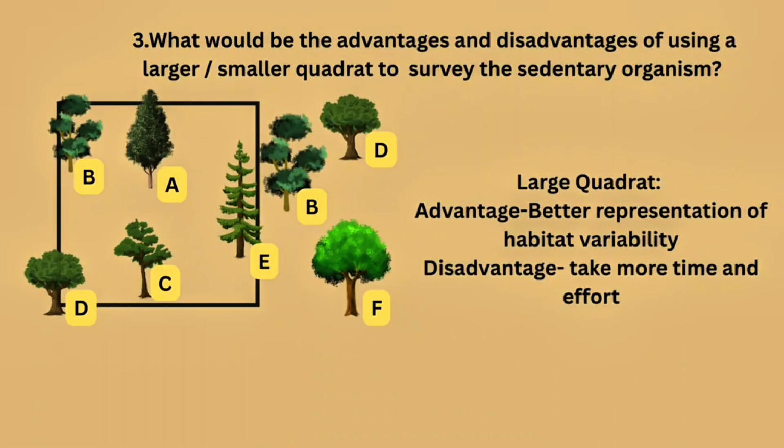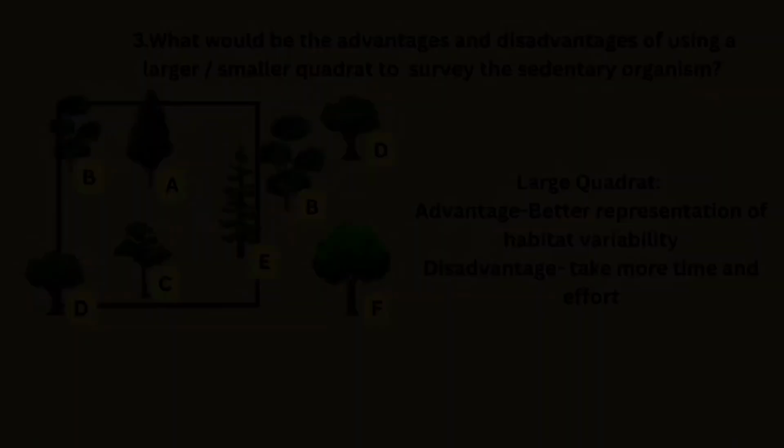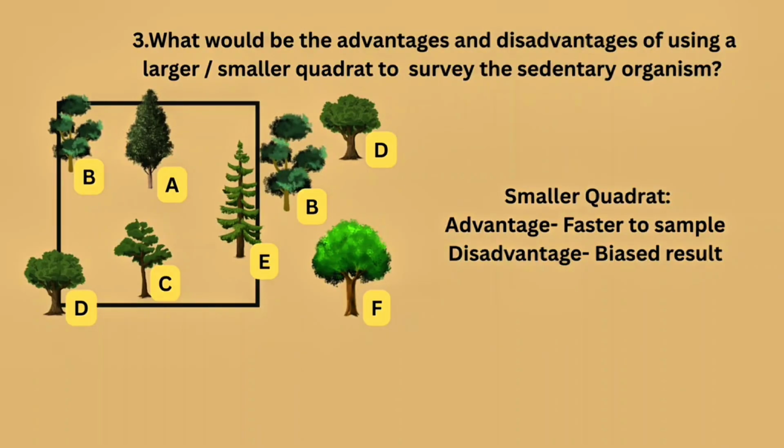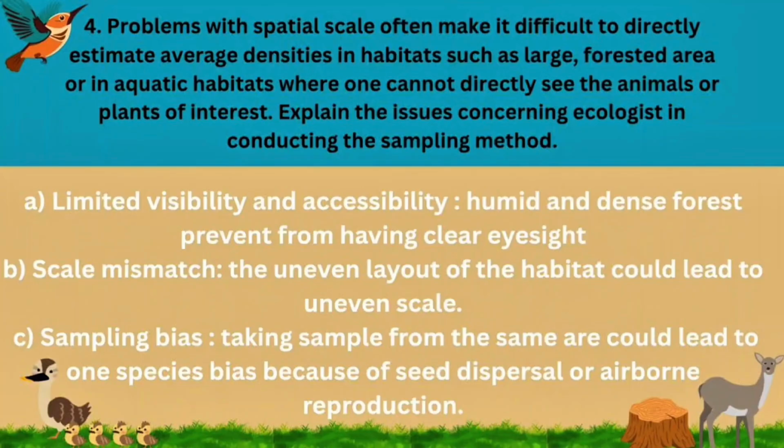What are the advantages and disadvantages of using a larger or smaller quadrat? For a large quadrat, the advantage is better representation of habitat variability, but the disadvantage is it takes more time and effort. For a smaller quadrat, it is faster to sample, but the result will be biased. The ecologists are having a problem in conducting the sampling method. What are the issues? They could be 1. Limited visibility and accessibility, 2. Scale mismatch, and 3. Sampling bias.